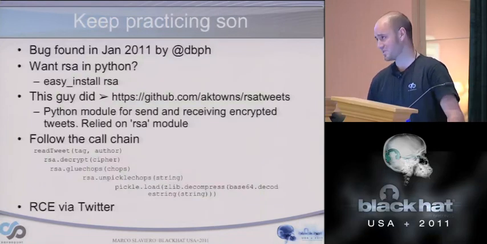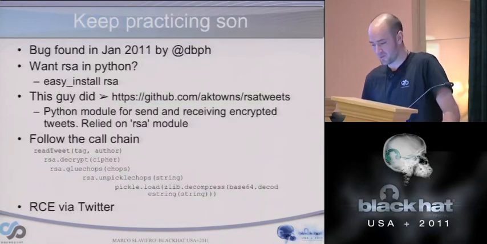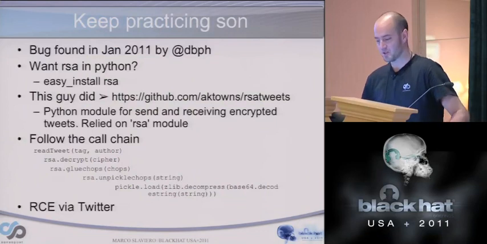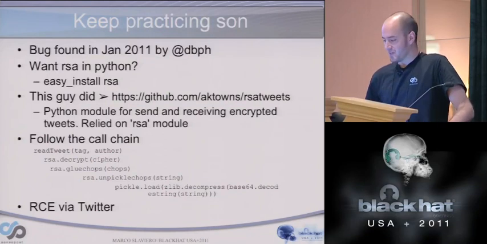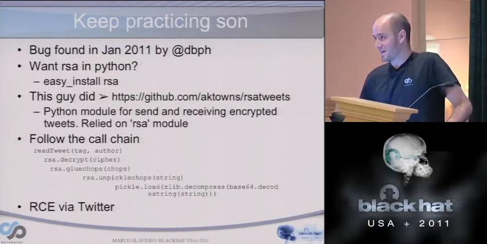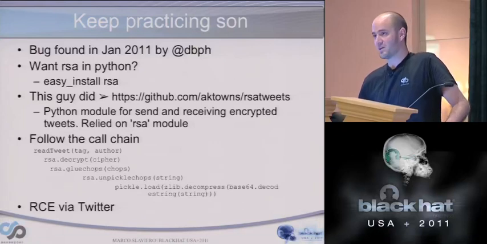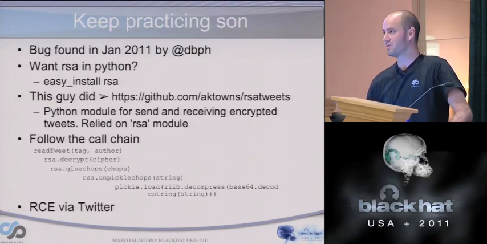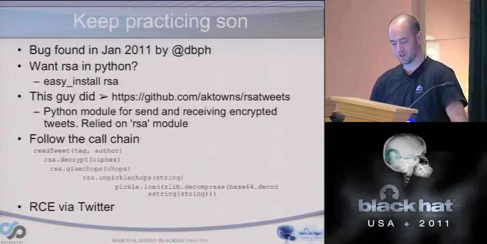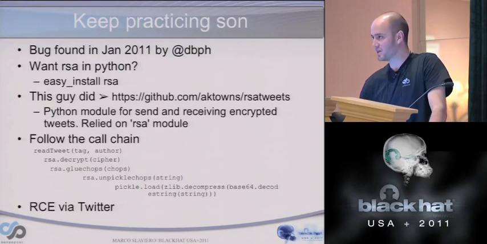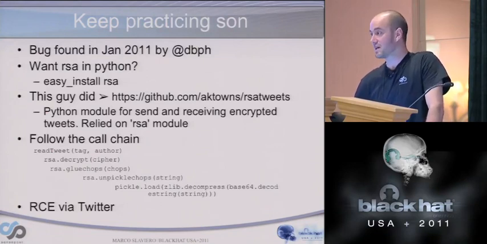Here's another example just to give you an idea of where we can go with Pickle. This was pointed out to me by a Twitter user, a guy called Dave, DBPH. What he found in January of this year was that there was a bug in the RSA module for Python. So if you easy installed RSA, and if you've used Python, you'll be familiar with easy install, then that RSA module had a Pickle loading vulnerability. Basically, encrypted strings were written out as serialized objects.